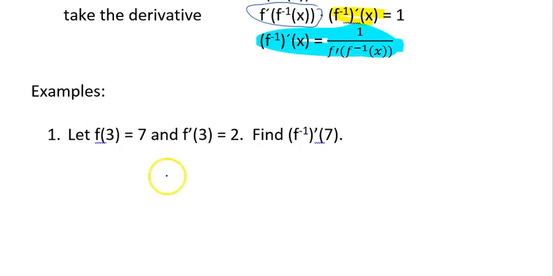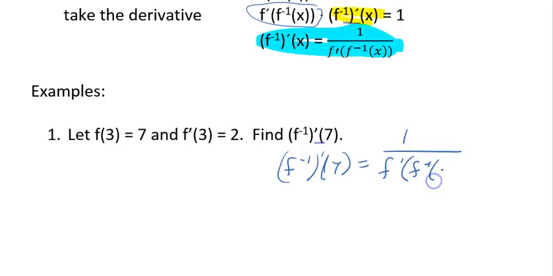Okay, so let's do a few examples. With these examples to begin with, we're going to be given some information. I'm given that f of 3 is 7 and f prime of 3 is 2. I'm trying to find f inverse prime of 7. So this is where that rule comes in, and I'm going to use 7 in place of those x's. So f inverse prime of 7 is 1 over f prime of f inverse of 7. Okay, so I'm just using that rule to write out my problem.